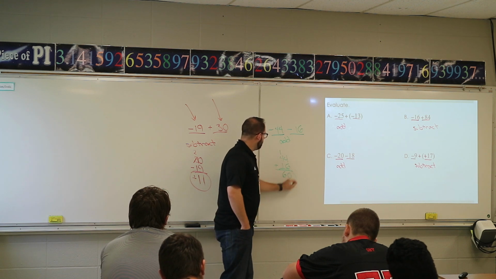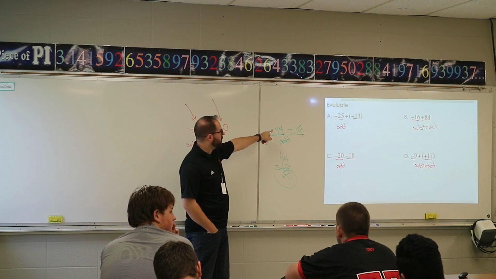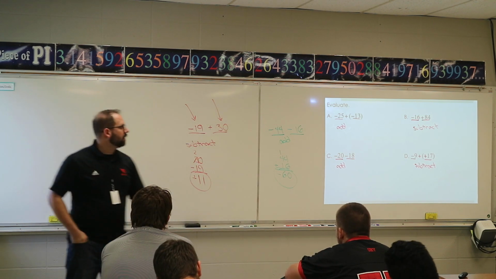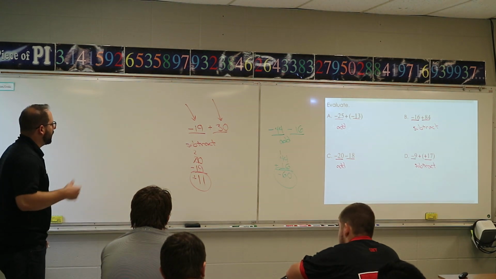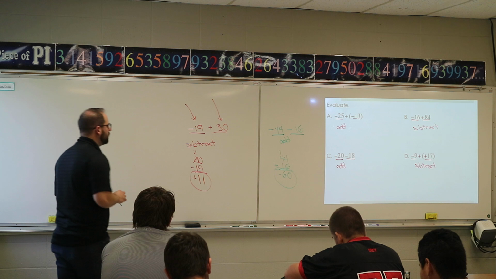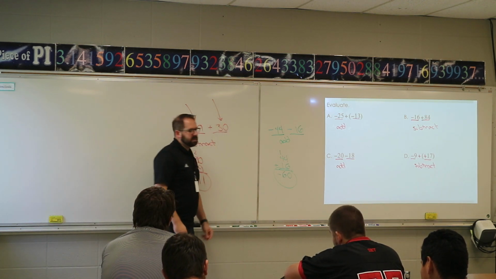The last thing, I look at which one's the bigger number. The bigger number is 44, and that happens to be negative, so it's negative. That's just how I think of it. The bigger number always tells you what the sign is going to be in the very end on these problems, even if you add or subtract. Okay, does that make sense?